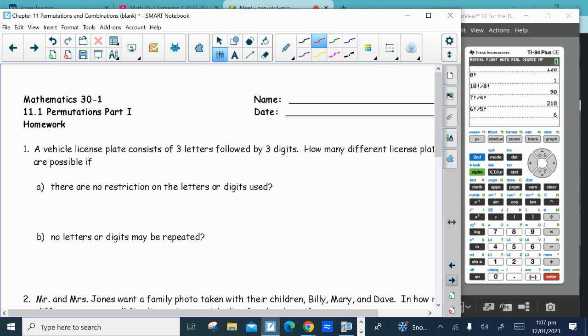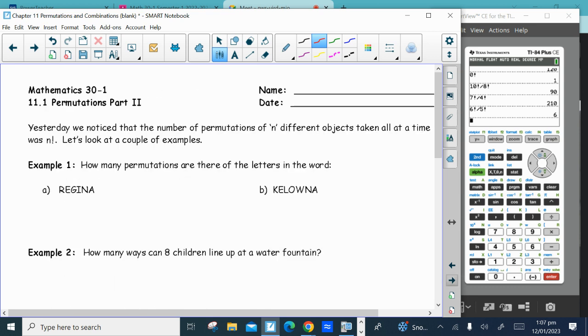Okay, we're going to continue on doing part 2 of permutations. So we saw that the number of permutations of n different objects taken all at a time was n factorial.